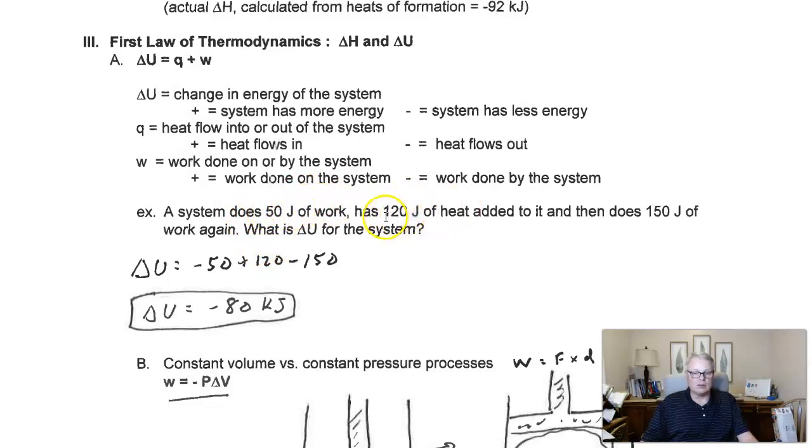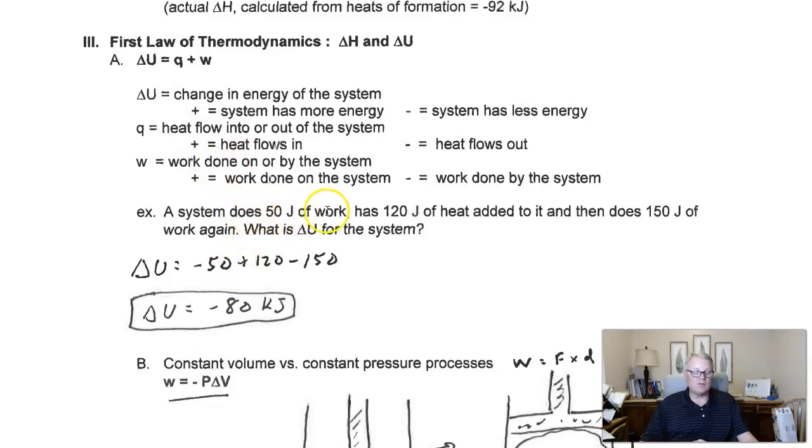here's Q, has 120 joules of heat added to it. Is that going to be positive 120 or negative 120? That's going to be positive 120, because if heat's flowing in, it's like making a deposit in your bank account. You now have more money than what you started with, right? So it's positive 120. All right.